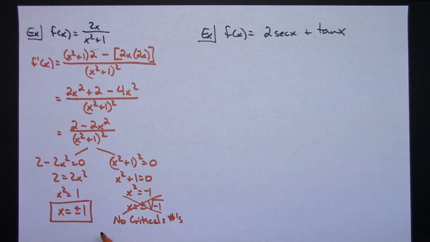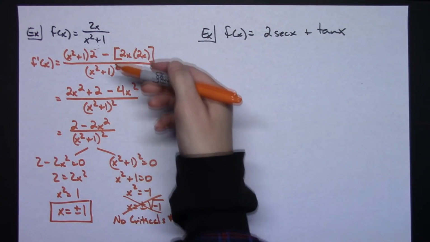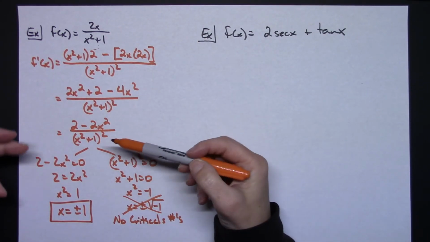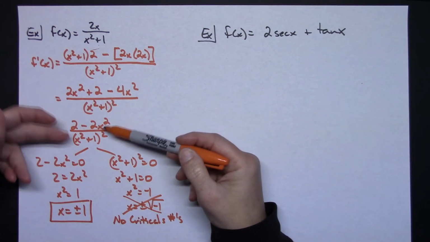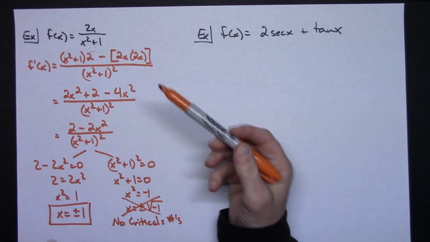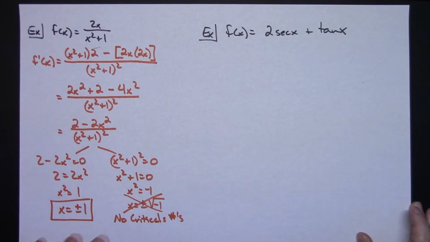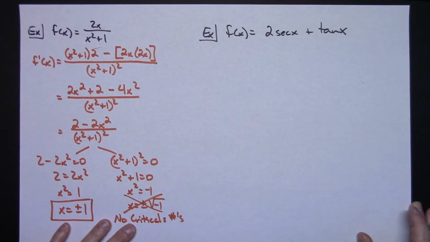Alright, so another one, pretty straightforward example there, except it is a quotient. And you got to use quotient rule. When you get down, just remember set both the numerator and the denominator equal to 0 so that you can find all your possible critical numbers on that.